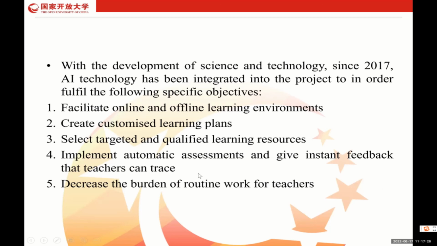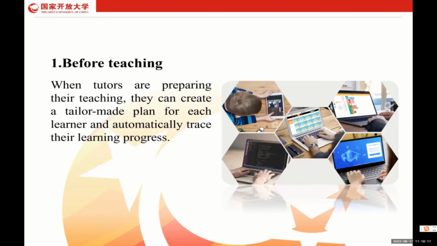And in our project, in order to fulfill the following specific objectives, there are 5 points. Point 1 is to facilitate online and offline learning environments. The second is to create customized learning plans. The third is to select categorized and qualified learning resources. The fourth is to implement automatic assessment and give instant feedback that teachers can trace. And the last one is to decrease the burden of routine work for students and for teachers.